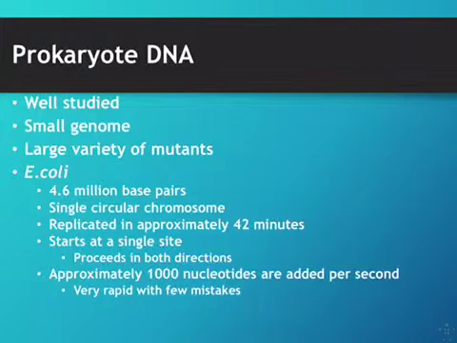It starts at one single site, so you know it's circular DNA. Then it starts at one site, and it will proceed in both directions instead of just going one direction until it gets back to that starting point. Approximately 1,000 nucleotides are added per second. So this is very, very quick, and there's very, very few mistakes made in this whole process.